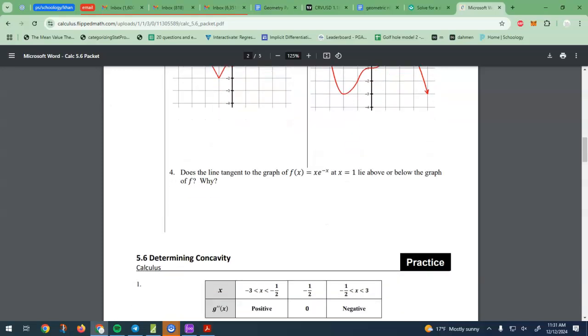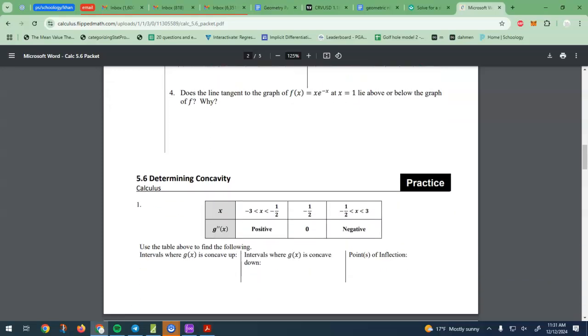Alright, number 4. This is kind of a couple throwback things. Got a tangent line I gotta worry about. And then we're getting into above or below the graph. Remember, we talked about this before we knew what concavity was, but if I'm concave up, I'm going to draw a tangent line, is that going to be above or below the curve? Below the curve the whole time, right? And if it's concave down, when I draw my line, I'll be above the curve. So that's what they're asking for here, is above or below the graph.